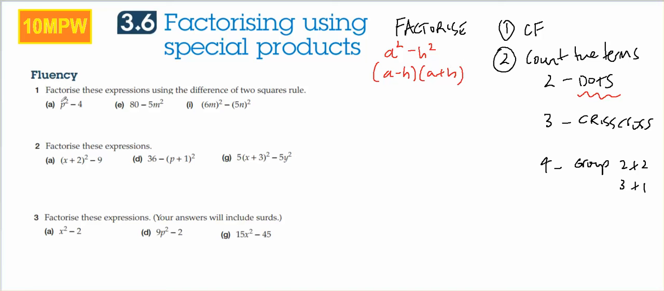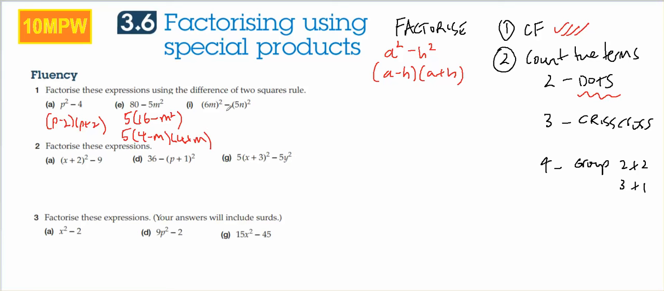And we'll notice in question 1 that's the same as p squared minus 2 squared. So p minus 2, p plus 2, that's all good. Here, I can always take out a common factor first. So take my common factor of 5 out. That will give me 16 minus m squared, which is 4 squared minus m squared. So 5, 4 minus m, 4 plus m.